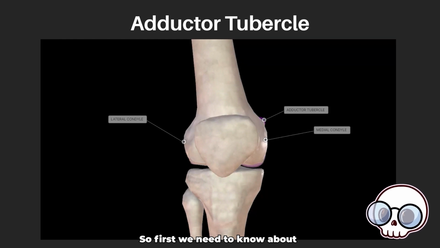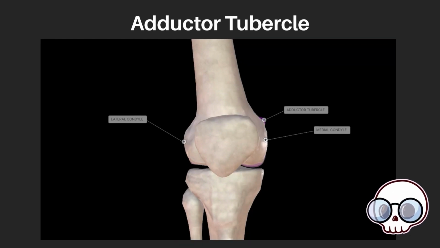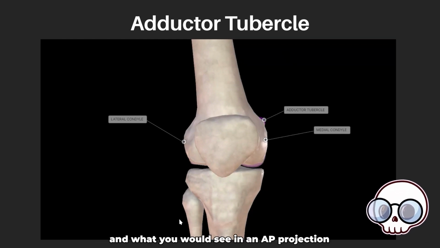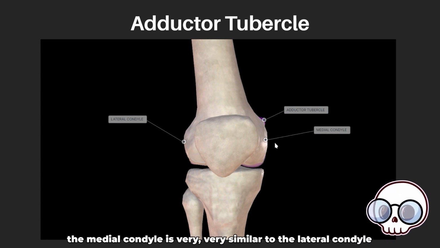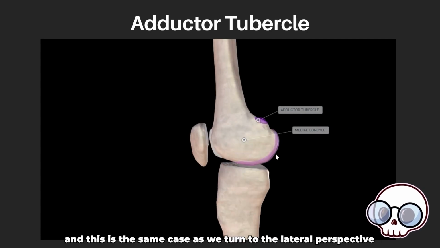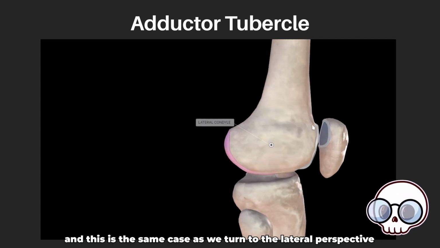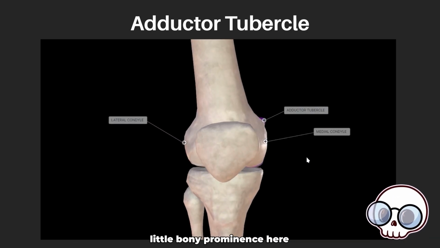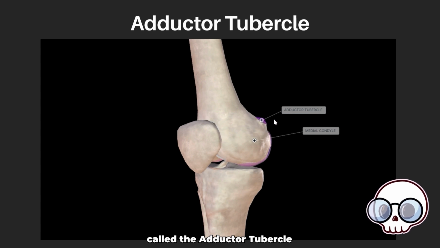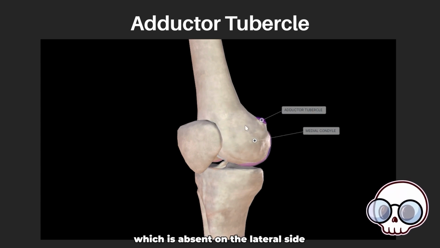So first we need to know about the anatomy that informs our technique. This is the right knee and what you would see in an AP projection. And we see that visually, the medial condyle is very, very similar to the lateral condyle. And this is the same case as we turn to the lateral perspective. However, one distinct difference is the presence of this little bony prominence here called the adductor tubercle, and that sits just superiorly to the medial condyle, which is absent on the lateral side.